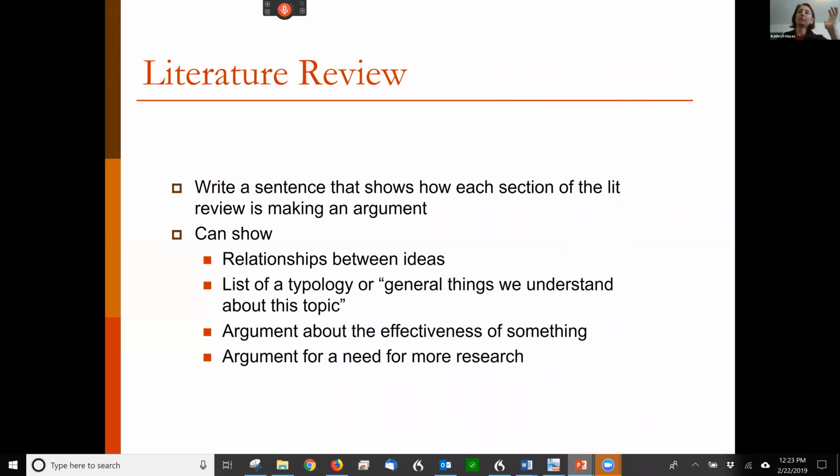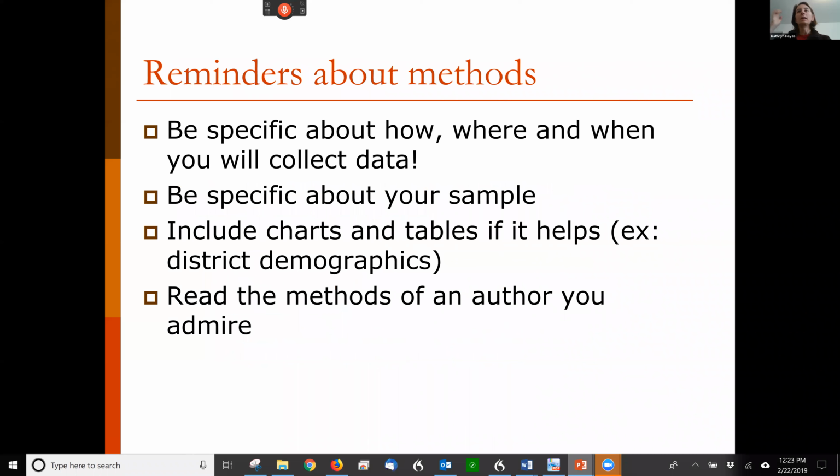Okay, so we've gone over a little bit about the introduction, a little bit about the interview protocol, and a little bit about what you need to write up for your literature review. Now I'm going to give you some advice on your methods. I've been reading through your methods, giving you feedback, and I'm going to give you some general advice. Number one, I would recommend you pause this video and make some notes for yourself to do this. You could even go do it and then come back to the video. In your data collection procedures, be very specific about how, where, and when you will collect data.